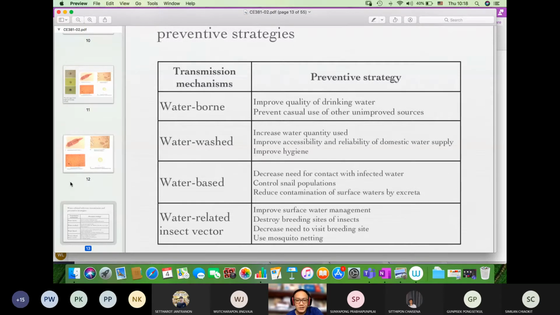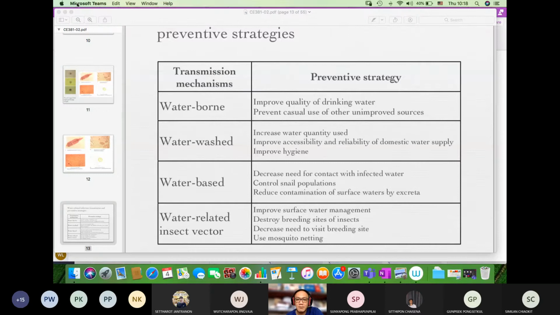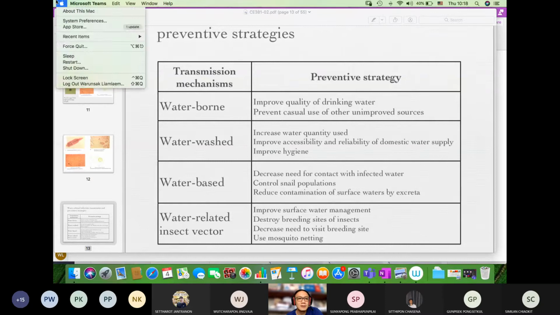Reduce contamination of the surface waters by excreta. For the water-related insect vector, it's important to improve surface water management.